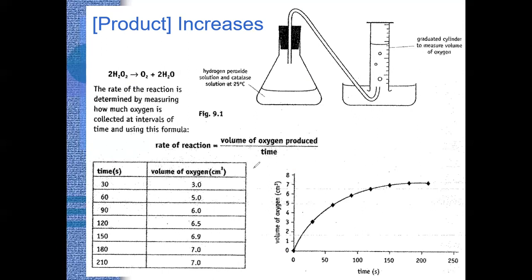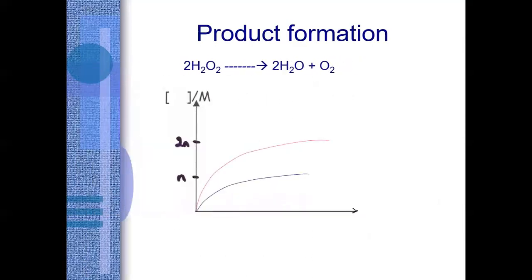You know that the product concentration increases with time. And in this equation, every 2 moles of water produced, 1 mole of oxygen is produced. Therefore, the curves for water and oxygen are different. Water is double the amount of oxygen based on the equation.